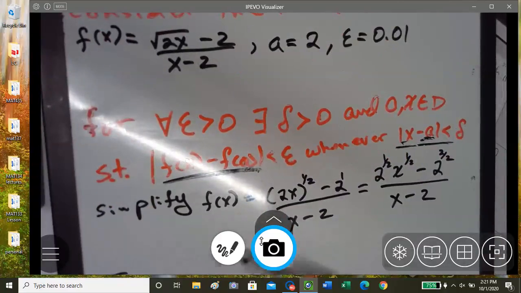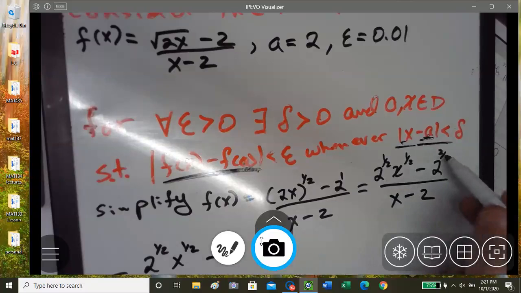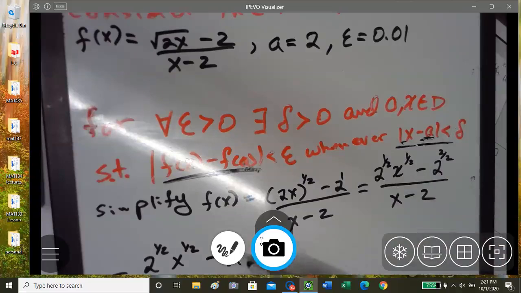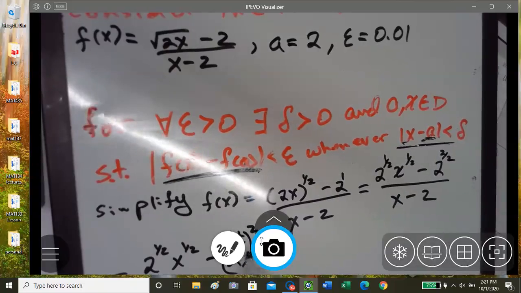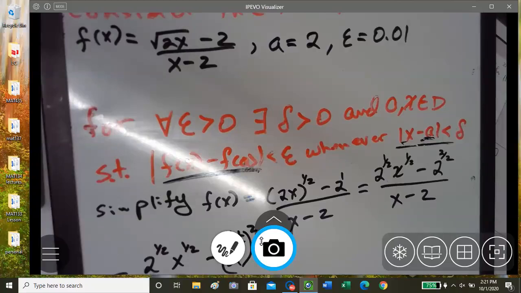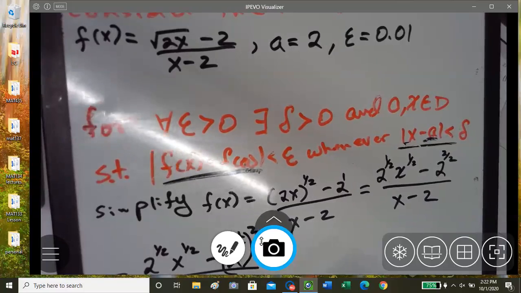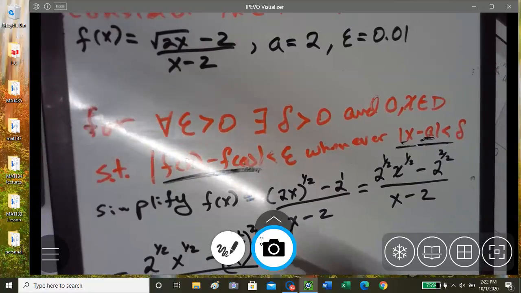Okay, so continuing on with that, I'm just going to bring this 2 to the 1/2 over x to the 1/2, and then I'm going to take this 2 to the 2/2 and split it. So that'll be 2 to the 1/2 parentheses squared. And the idea here is that we're going to factor out this 2 to the 1/2 over x minus 2.